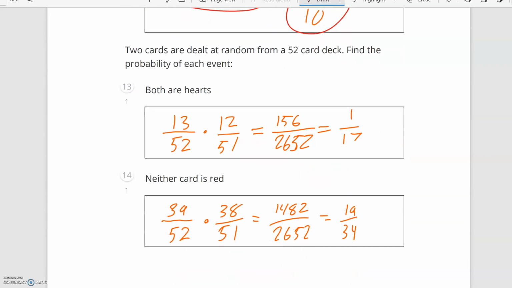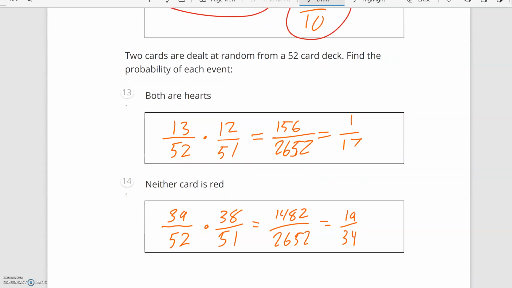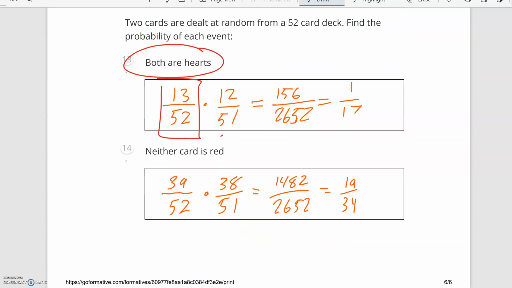Moving on to 13. Again, you have 2 draws. They're not happening at the same time. So what's the probability both are hearts? Well, there are 13 hearts, and the total number of cards is 52. Then you draw again, and you haven't replaced it, so now it's out of 51, and there are 12 hearts left. All I have to do is multiply those 2 probabilities together. You will get that answer, which will reduce to 1 over 17. Either one of those you can type in.